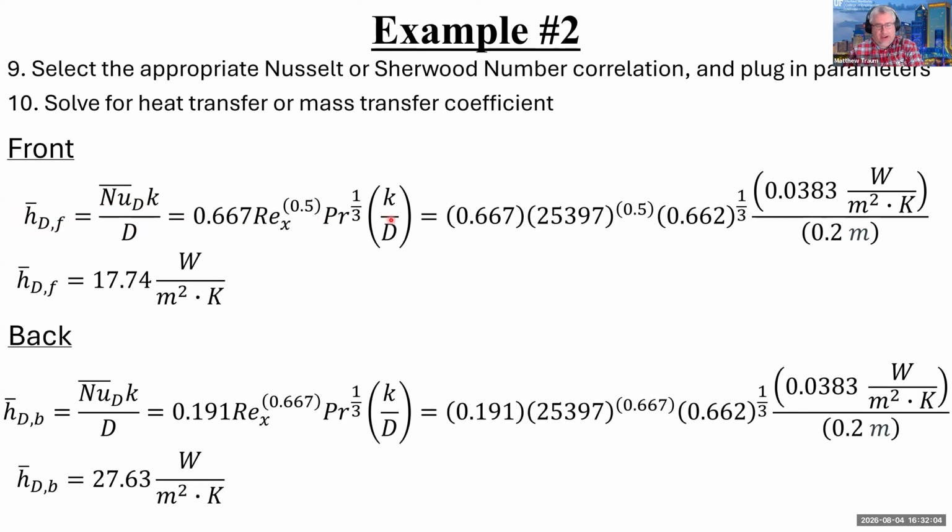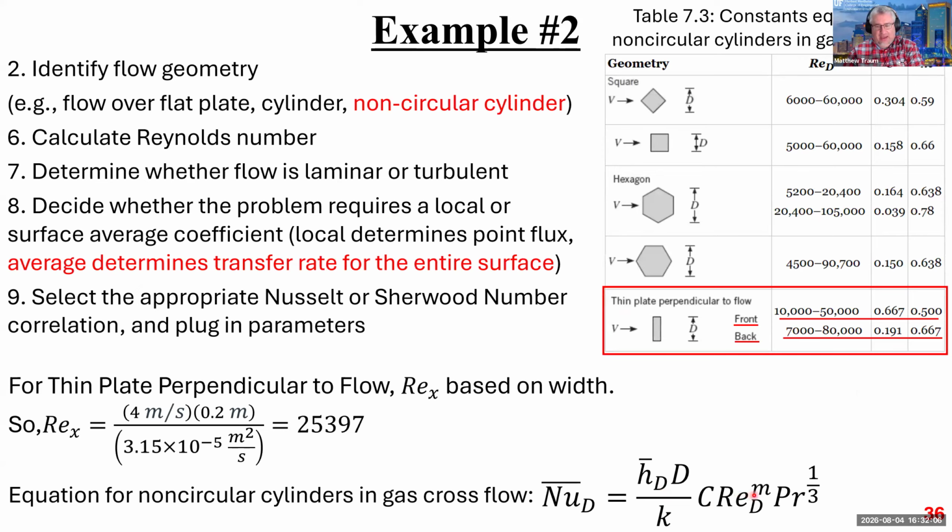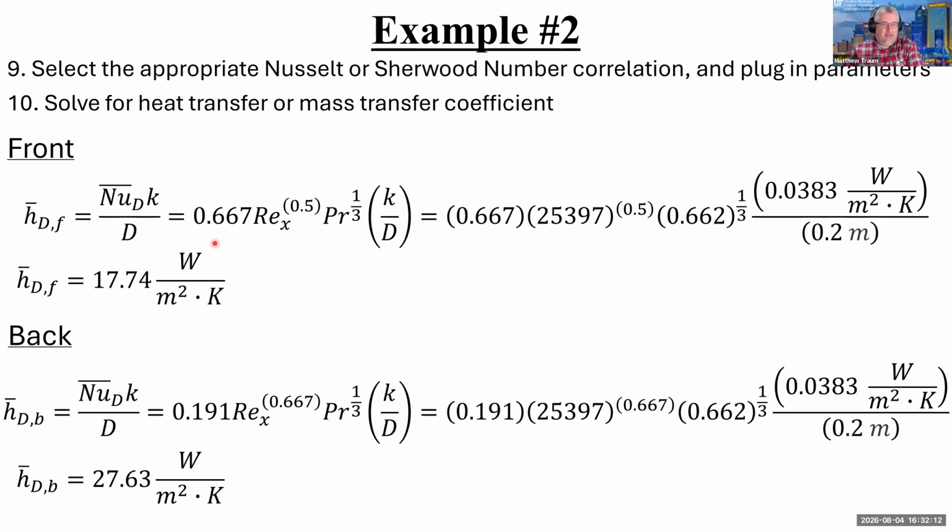Here is me plugging in C and M. C is 0.667, M is 0.5, right? Plugging in, and then here's my K over D, and out pops the forced convection heat transfer coefficient for the front side of the plate of 17.74 watts per meter squared Kelvin.